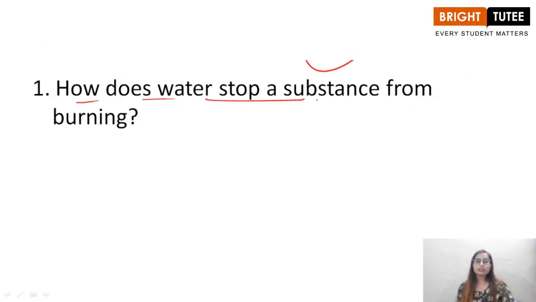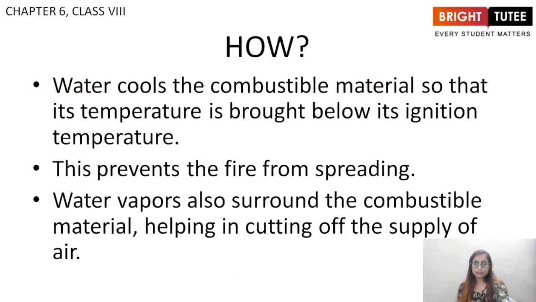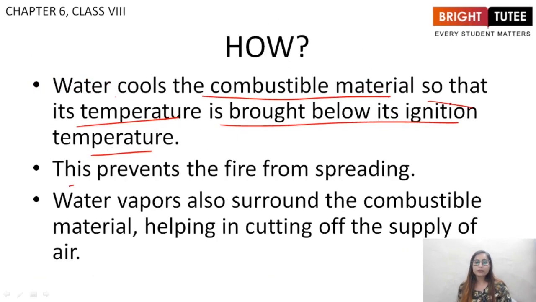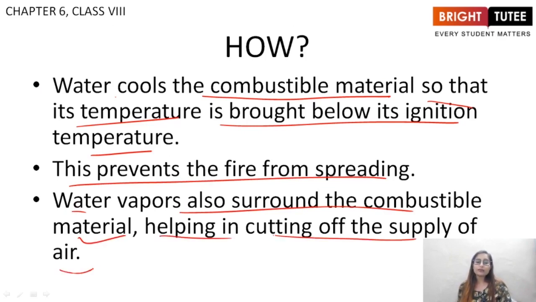How does water stop a substance from burning? So the answer for this question is that water cools down the combustible material so that its temperature is brought below its ignition temperature. This prevents the fire from spreading. Water vapors also surround the combustible material, helping in cutting off the supply of air. So this is the explanation for a 3-mark question.